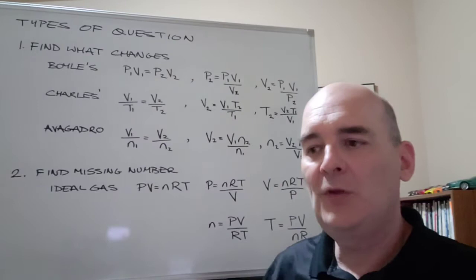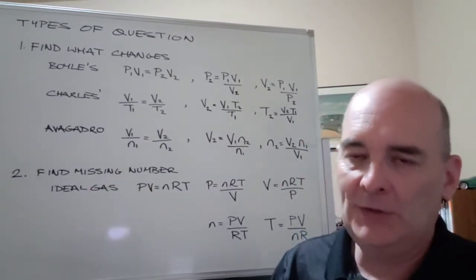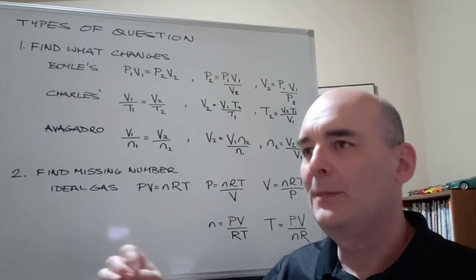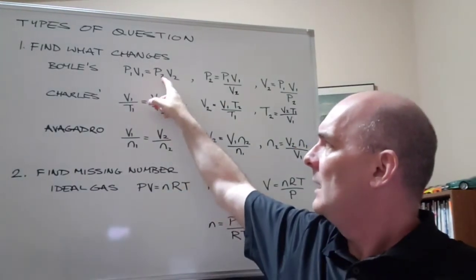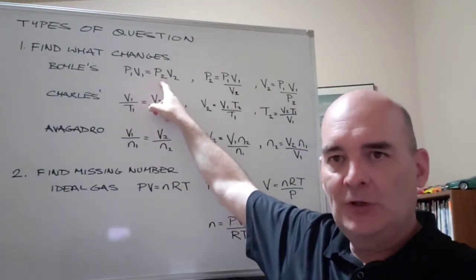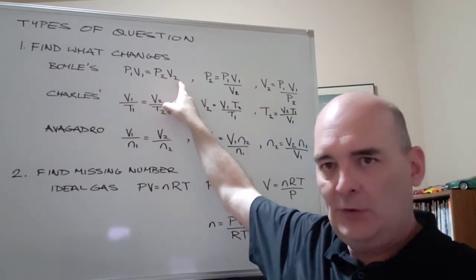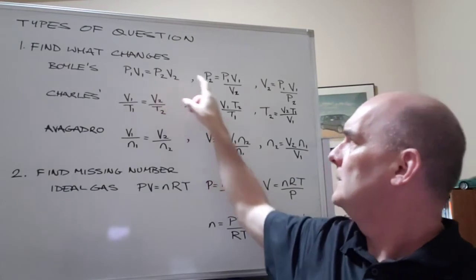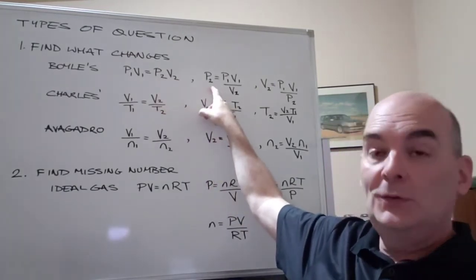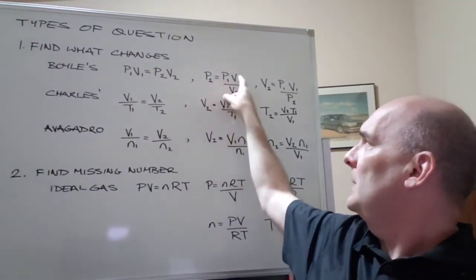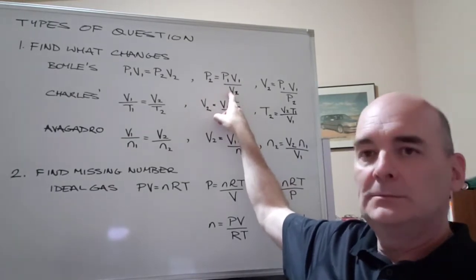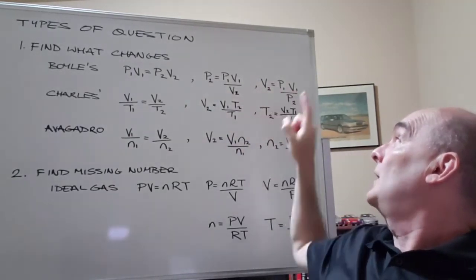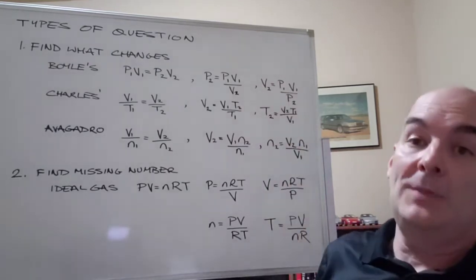It's going to give you a pressure and a volume in the question and then ask you to find the missing number when it states what a new pressure or a new volume is. So if P1V1 equals P2V2, then P2, to solve for the new pressure, is P1V1 over V2. To solve for the new volume, that's P1V1 divided by P2.